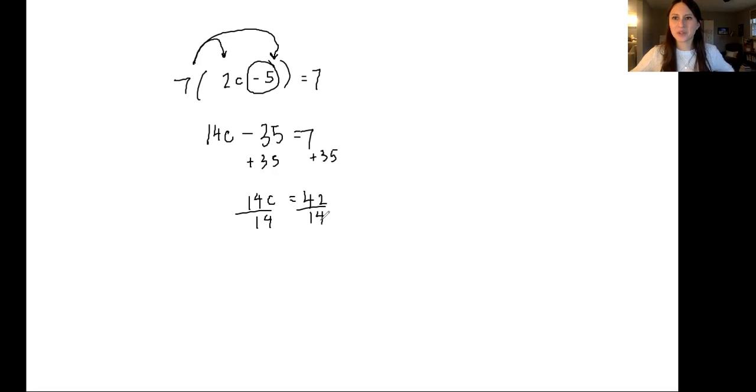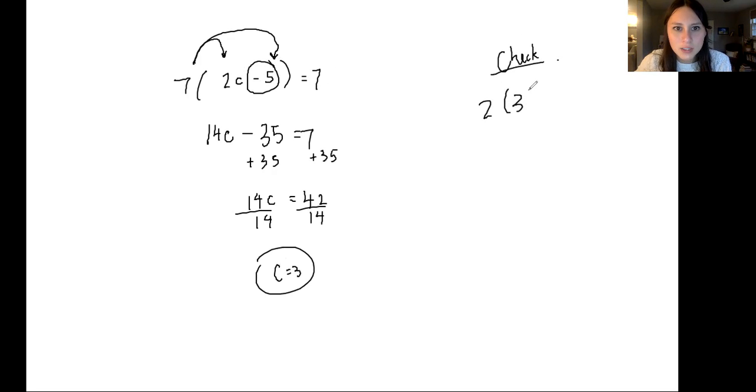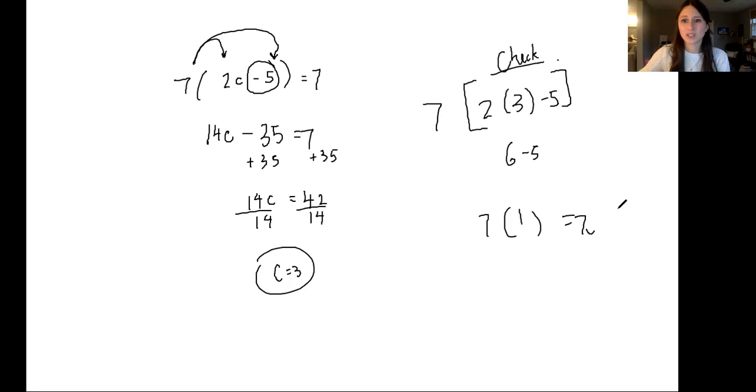Okay, yeah, I'm doing it right. C equals 3. All right, now if I double check, plug this back in, my work that I'm checking, 2 times 3 minus 5, and all that times 7. So 2 times 3 is 6. 6 minus 5 is 1. 1 times 7 is 7. So that works.